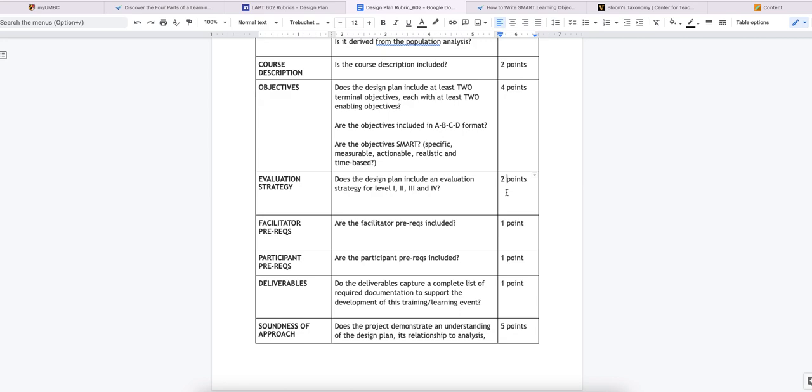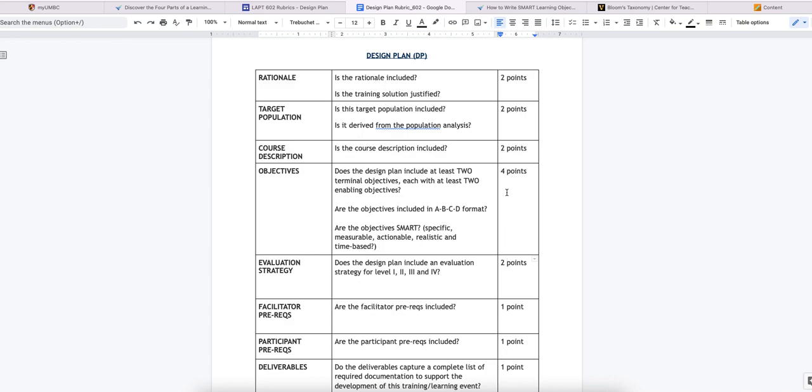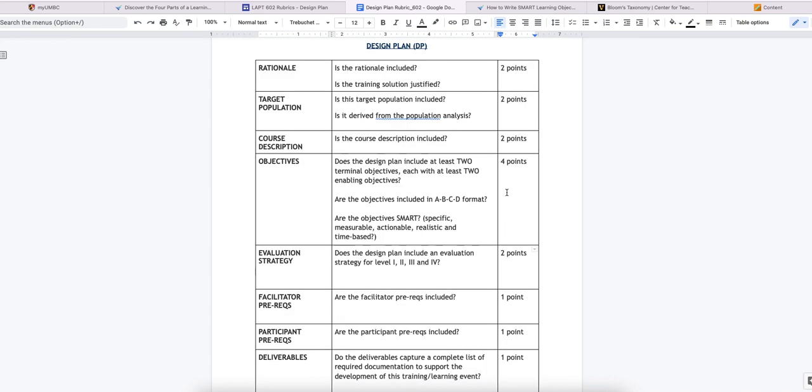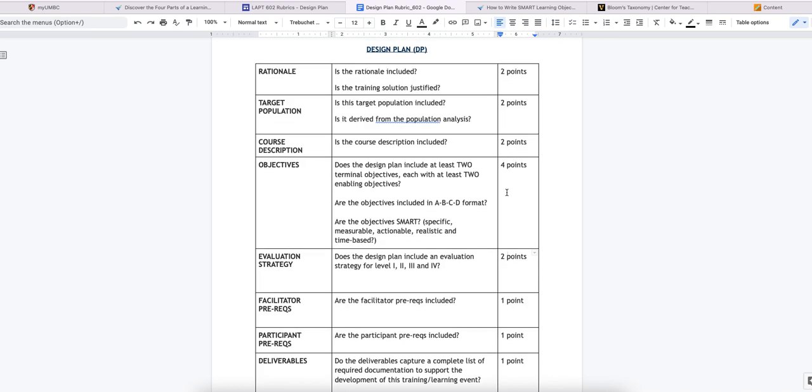Deliverables is all of the things that you expect the team developing this course to produce for a successful learning event. Okay, so your design plan is written by the designer, by the folks who did the analysis potentially, to prepare the team who's going to develop the course. Students don't really see this.